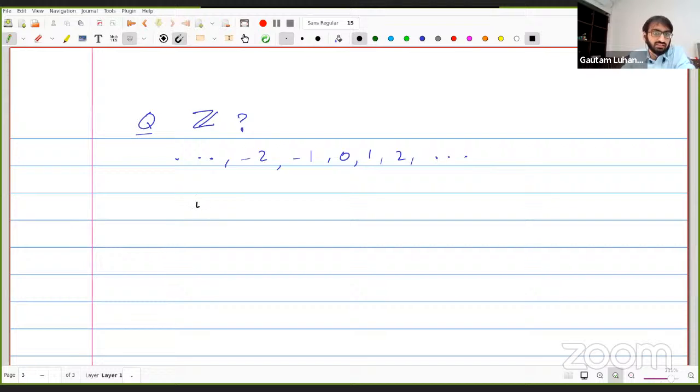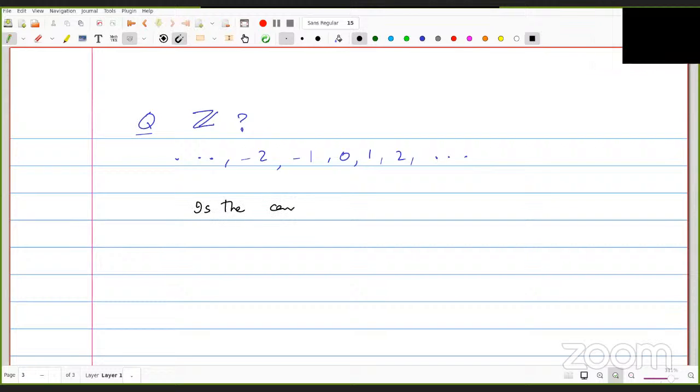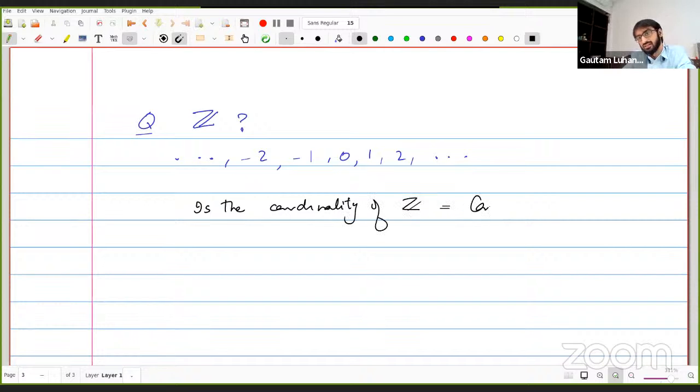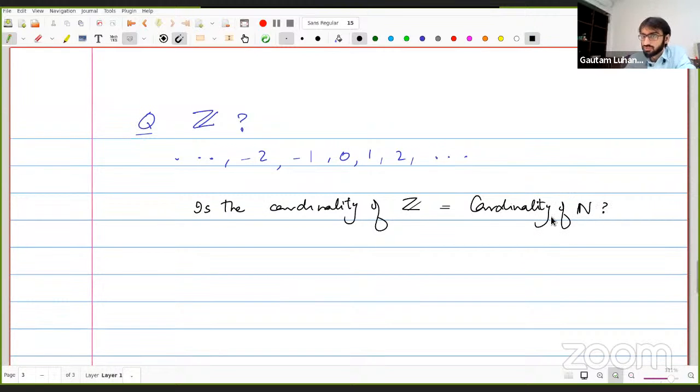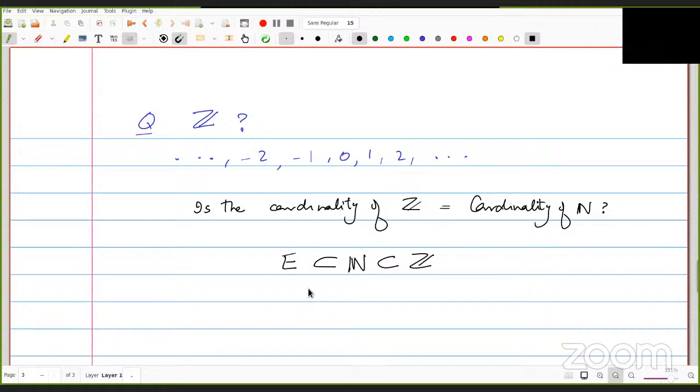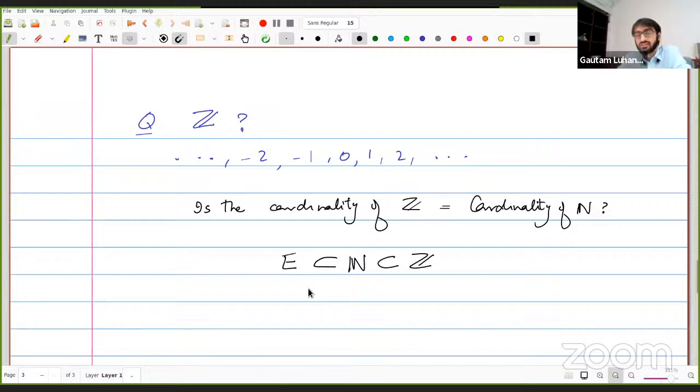So the question simply is at this point, is the cardinality of Z the same as the cardinality of N, or have we actually found a bigger set now, at least in terms of the cardinality? Because it's clear that the set of natural numbers is a subset of Z, but we notice that that isn't enough for the cardinality to be bigger, because we found that the set E has the same property, but it doesn't have a smaller cardinality than the set of natural numbers.